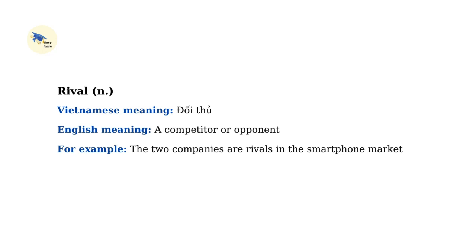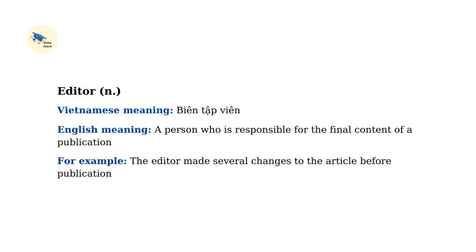Rival. Đối thủ. A competitor or opponent. For example, the two companies are rivals in the smartphone market. Editor. Biên tập viên. A person who is responsible for the final content of a publication. For example, the editor made several changes to the article before publication.